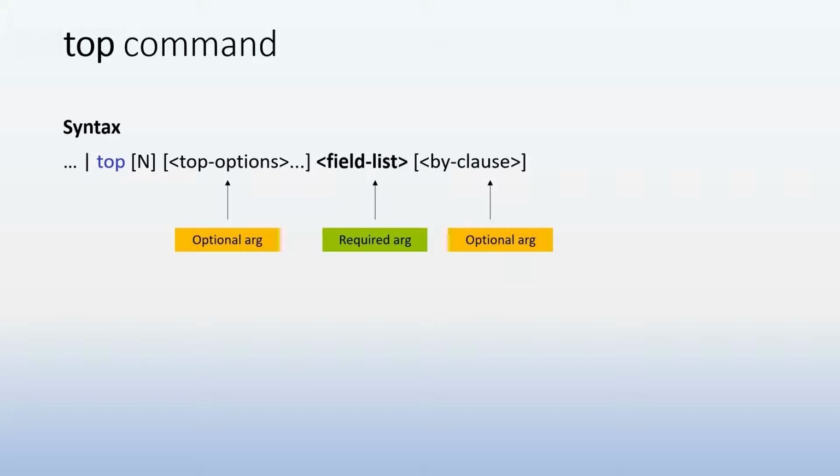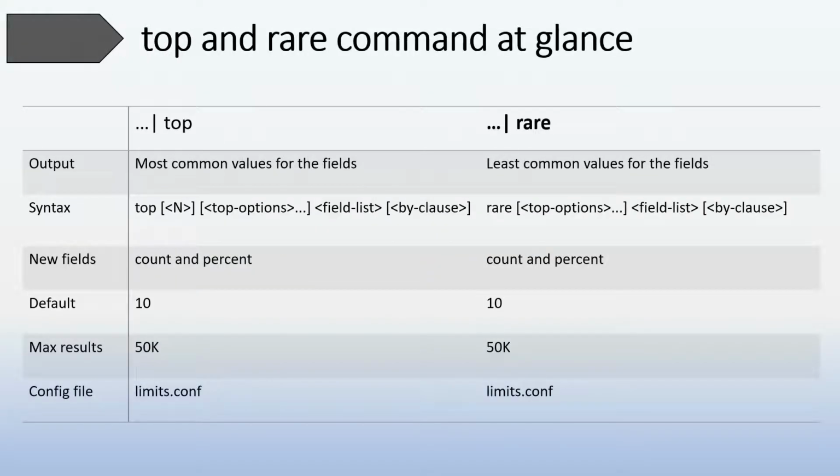And if you see in the comparison chart, we'll find that top and rare have many similarities except in their output, where the top command returns the most common values and the rare command returns the least common values for the specified field. Syntax is also very similar, and when we use this top or rare command in our searches, it creates two new fields, count and percent. These two fields can be renamed and can be turned off in our search result.